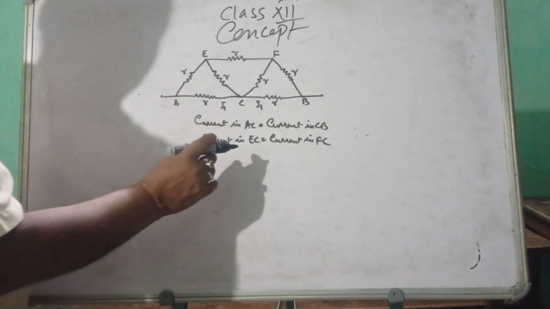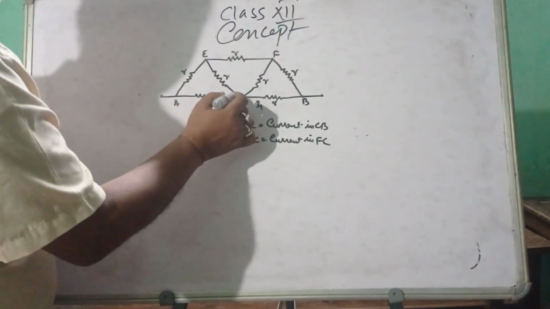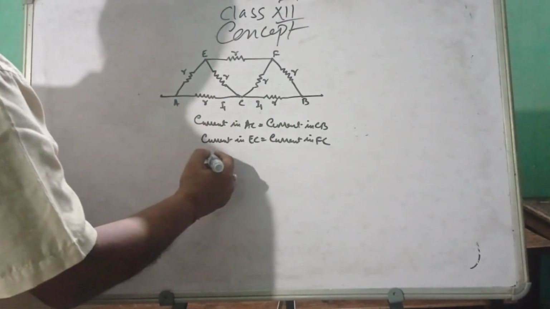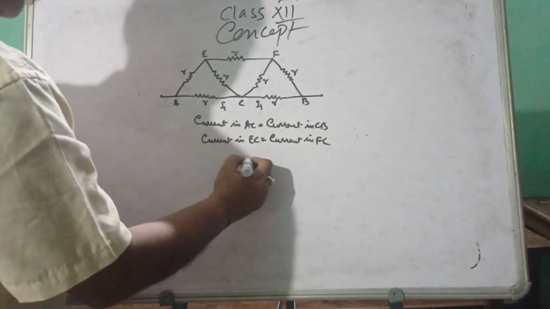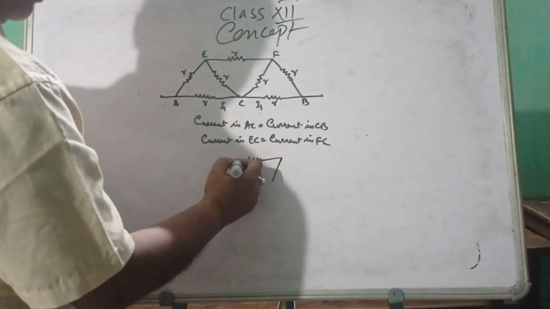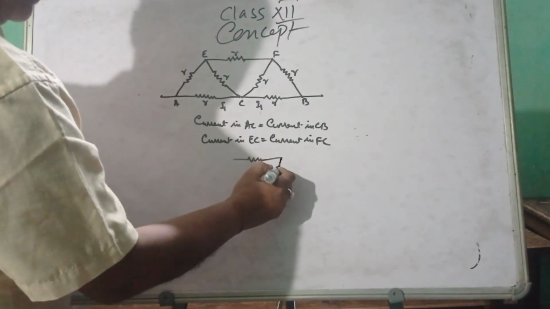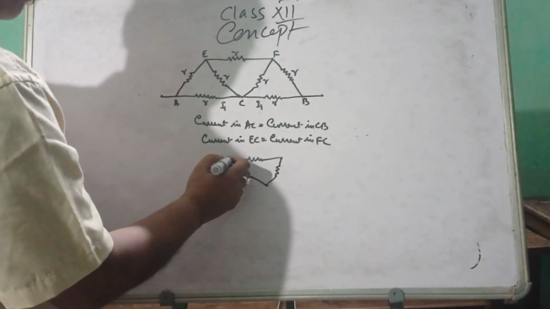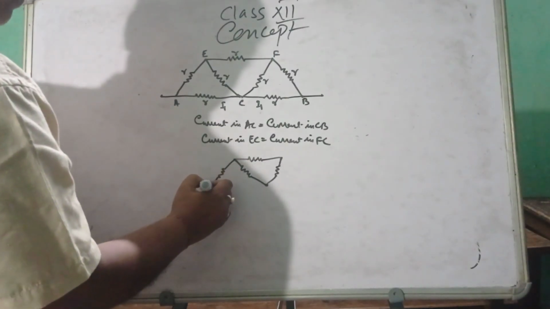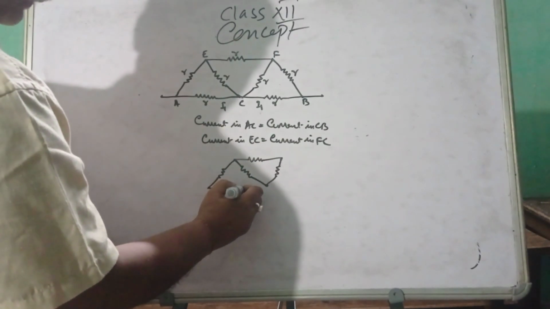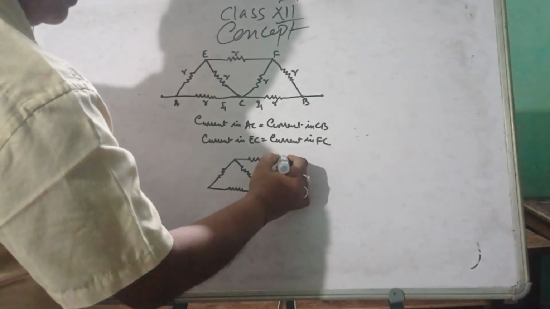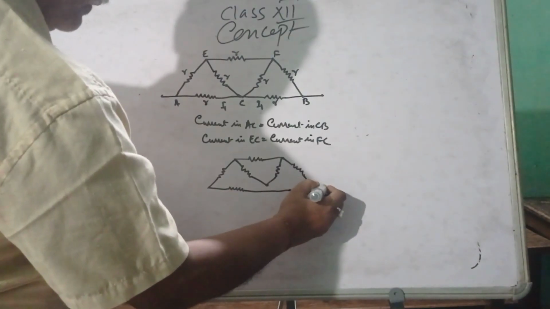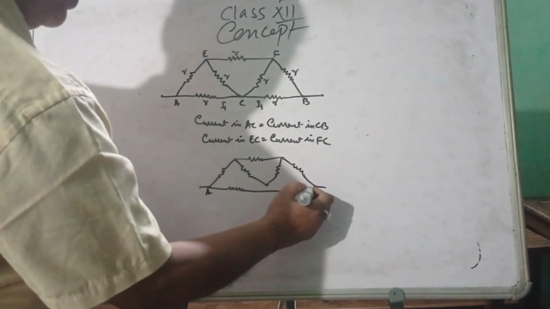So in this case you can shift this C upward, that means you can disconnect it. That means your figure will be somewhat like this. You can disconnect it. This is A, this is B.